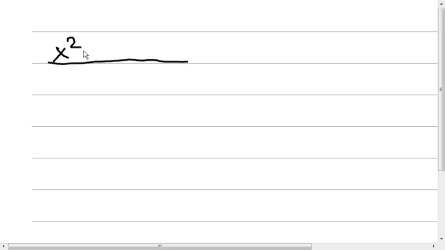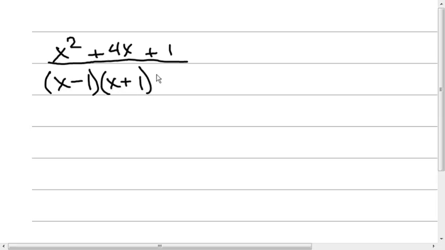X squared plus 4x plus 1 divided by, and then they've already factored this out. It turns out that higher degree polynomials can be pretty difficult to factor, so you'll often find that the problems are going to be factored for you. It's just a matter of me copying it out of the book and getting it right.